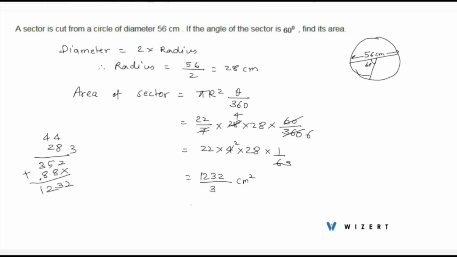centimeter square, which is equal to 3 4s are 12, 3 1s are 3, 3 zeros are 0.6 recurring centimeter square. So required area of sector is 410.6 recurring centimeter square. This is the answer.